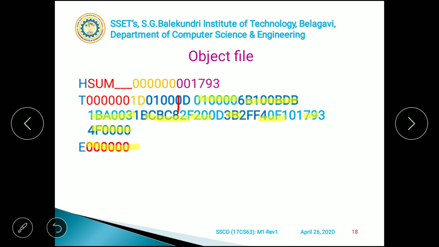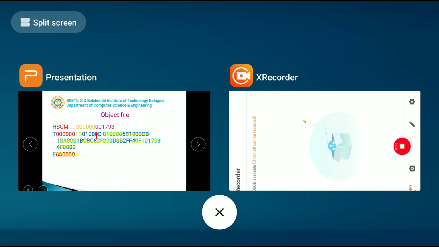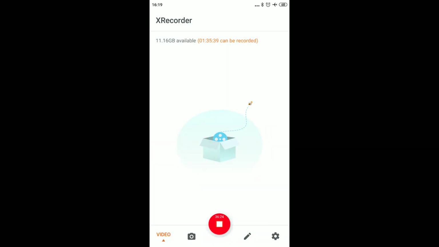Okay, I request you to please repeat this slide as long as you need to understand, because it is a bit tricky when you are converting, whenever you are setting the bit flags and all. I request everyone to please refer to this video as many times as possible to understand it in a better way. Okay, thank you, take care, stay safe.